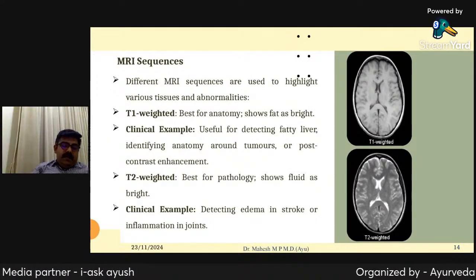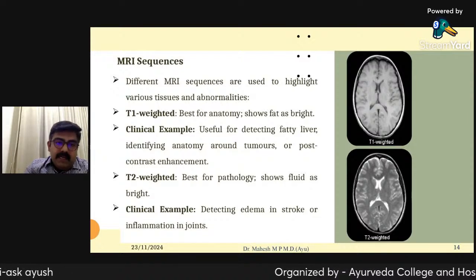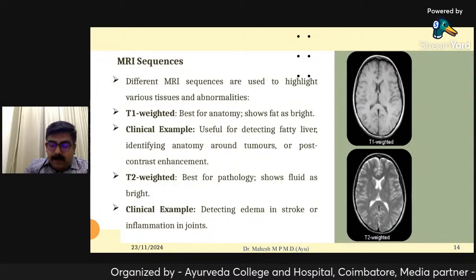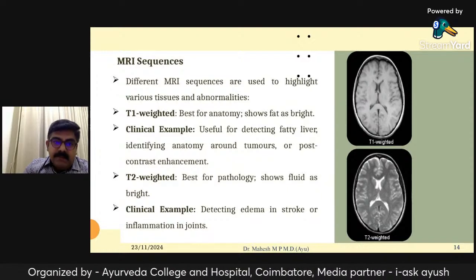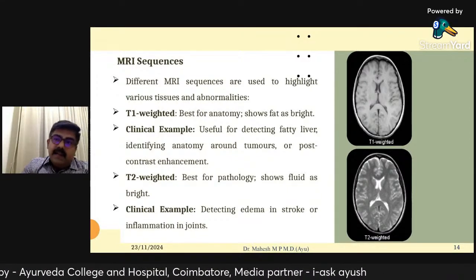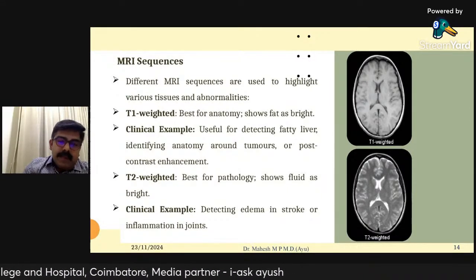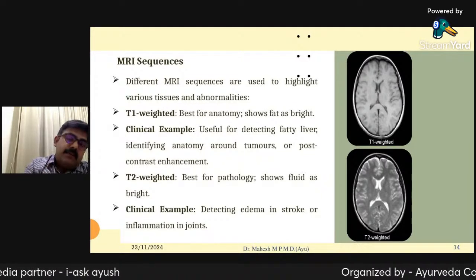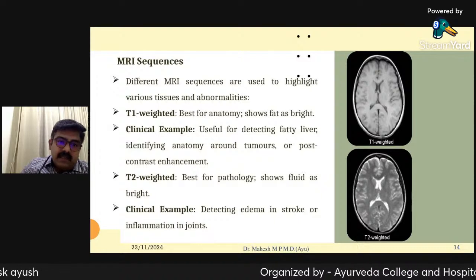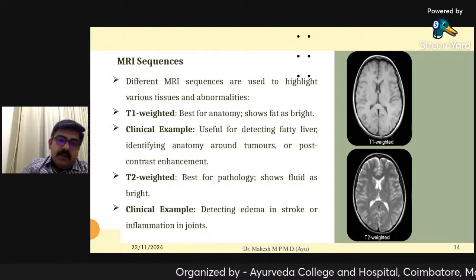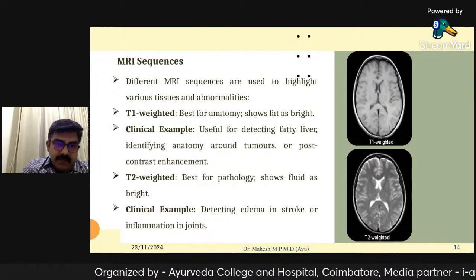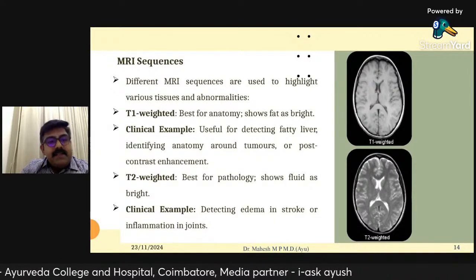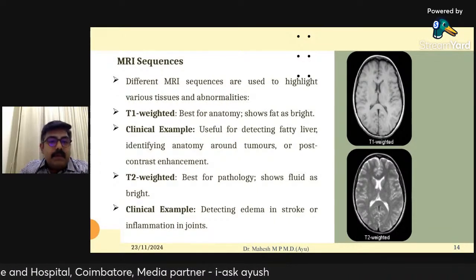So while talking about the MRI, it is very important to know about the sequence. MRI sequences are very important regarding which area of the body is going to be highlighted, or what we are expecting to diagnose in that. So according to that, the sequences are very important. Different MRI sequences are used to highlight various tissues and abnormalities.